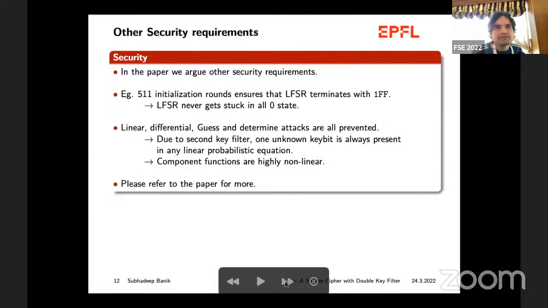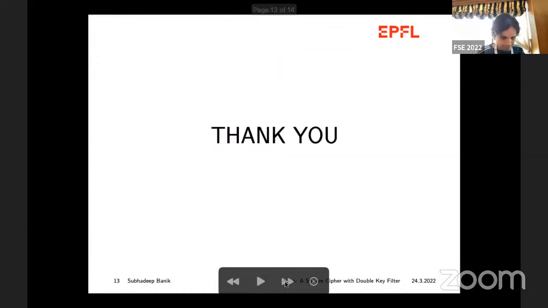And in the paper, we go through a bunch of other standard security arguments. I'd invite the reader to go through for more details. And so here I conclude my paper. Thank you.